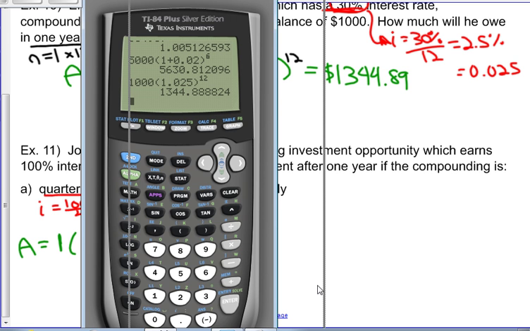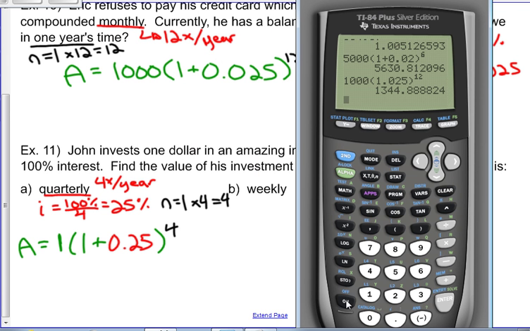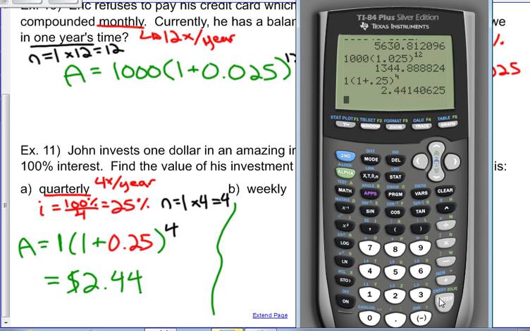Let's see how much he makes. To the power of 4, $2.44. So he made $1.44. Exciting stuff. Now, if it only had been compounded once in the year, he would have only made $1. He'd have $2 at the end. So by compounding a few times, he made more money.